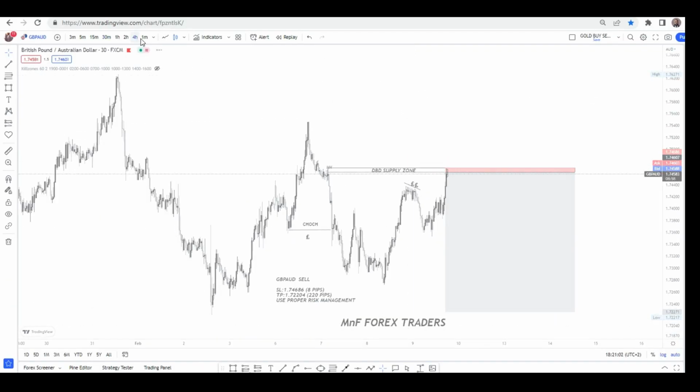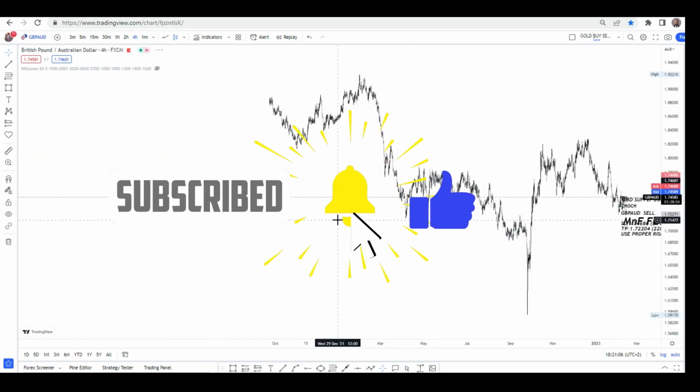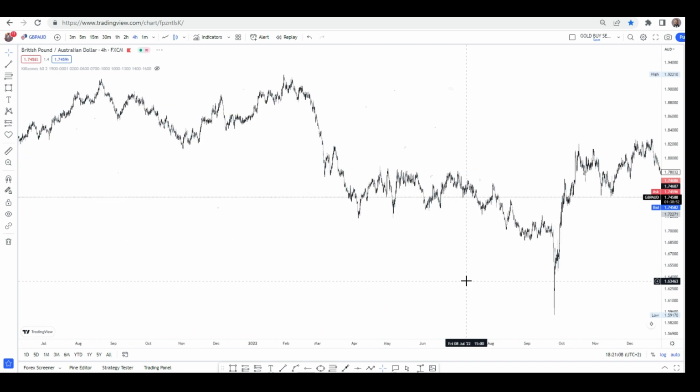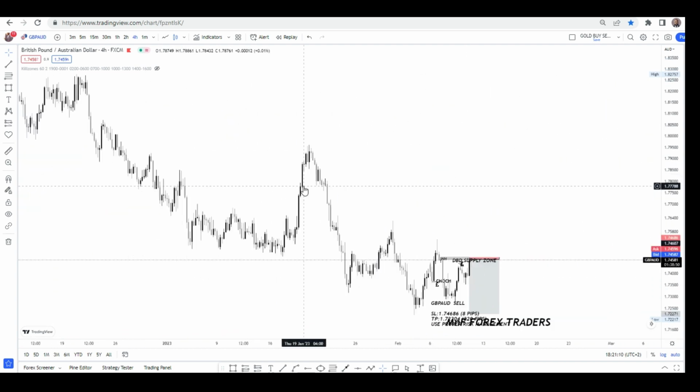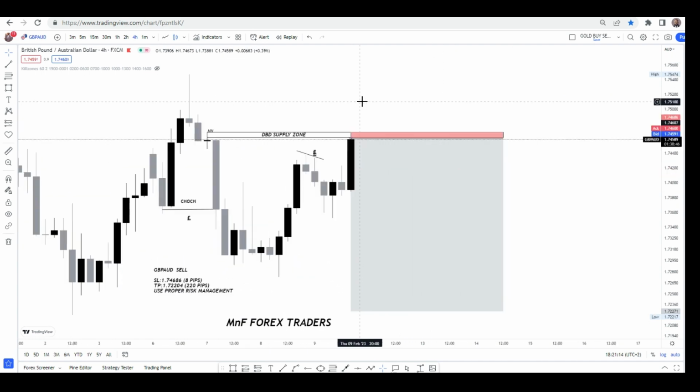So if you start from the higher time frame, if you start from the 4-hour time frame right here, we see that the overall trend on GBP AUD has been to the downside, right? So therefore it's wise for us to look for selling opportunities.